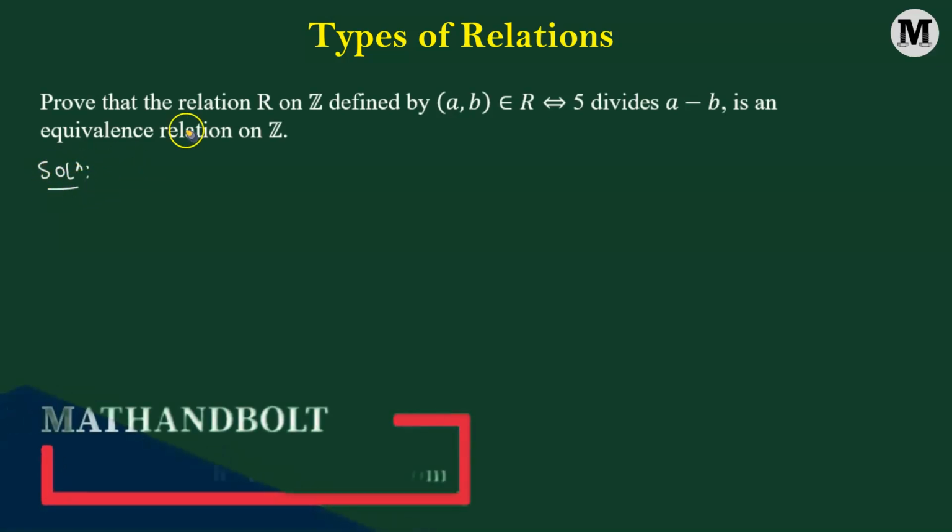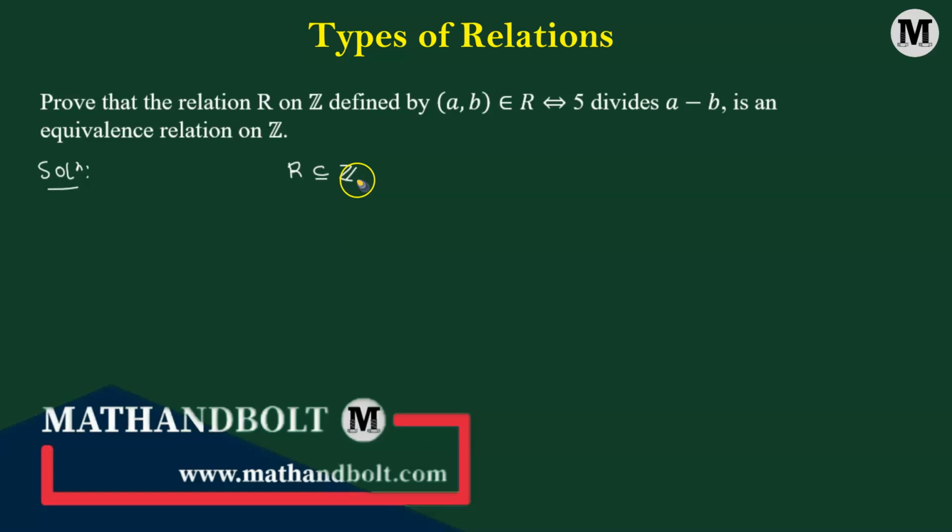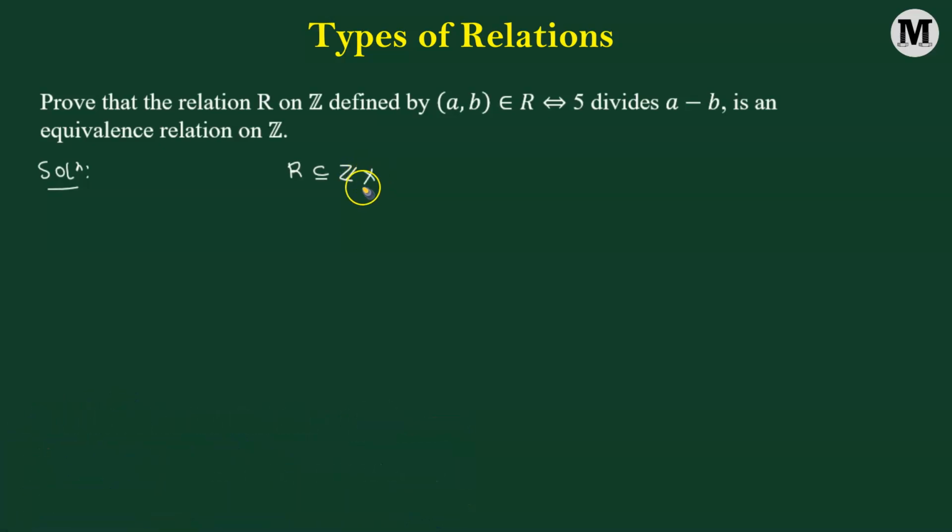So here it's mentioned that the relation R on Z simply means that R is going to be a subset of the Cartesian product of the set of integers Z with itself. Okay, and here we have to define R. So R is defined as the set of the ordered pairs (a, b) such that a and b both belong to the set of integers Z, and here we have 5 divides a minus b. Okay, so we're going to use this. So we have to show that this is an equivalence relation on Z.